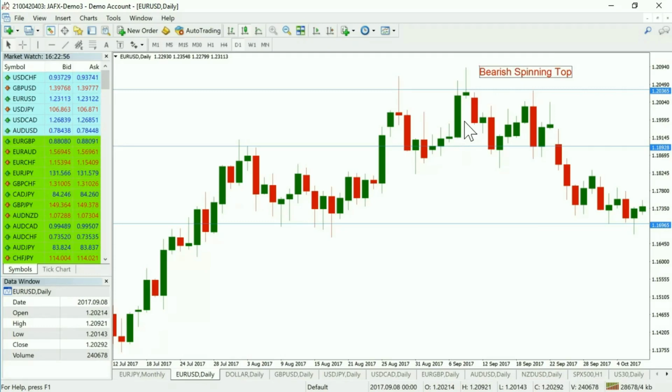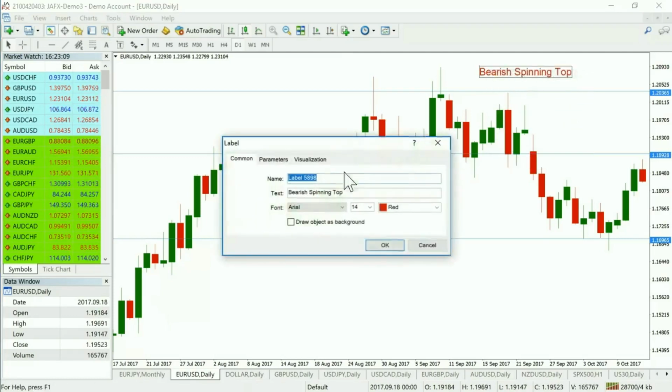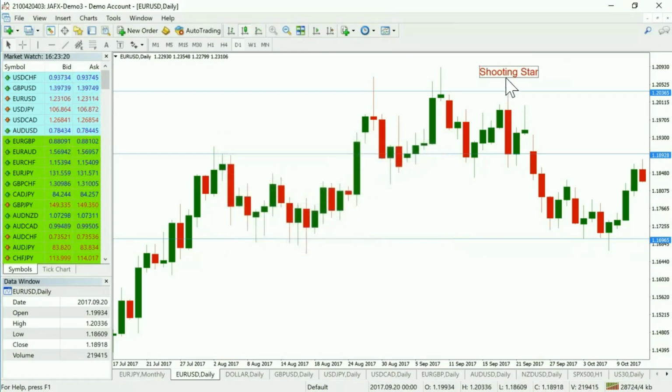I just want you to draw your attention to this candlestick in here. What we're actually seeing is, in fact, a shooting star. This was your bearish spinning top. I'll just edit that briefly. So this is our shooting star just in here. This is the candlestick that we're interested in.